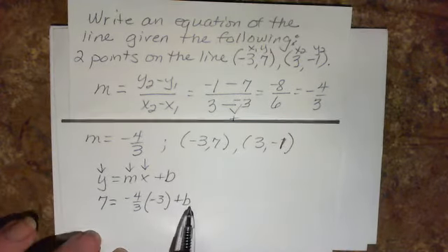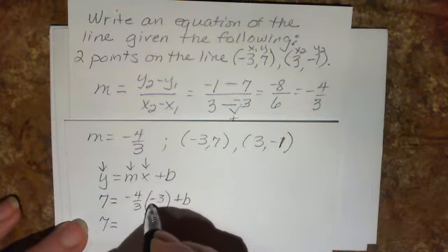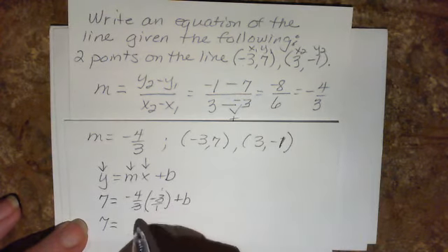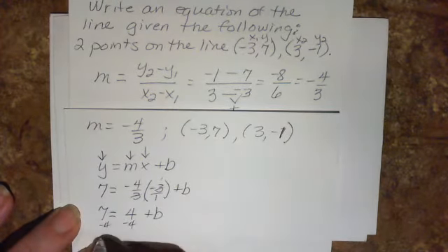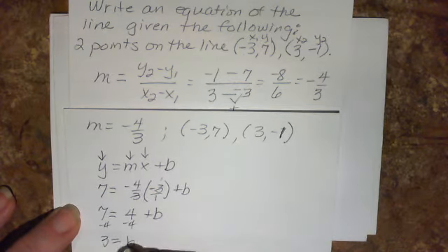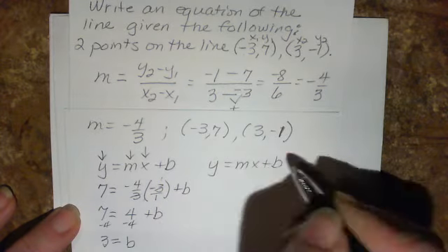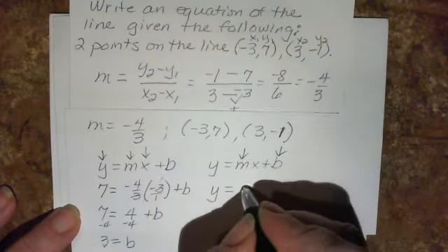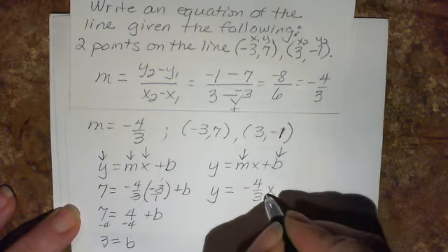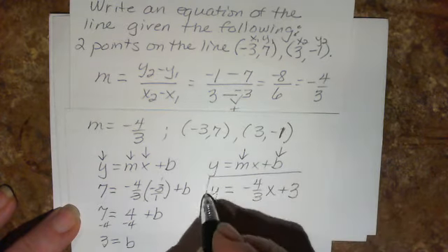plus b. Now this allows us to solve for b. Okay, so 7 is equal to negative, this is negative times negative is positive, and my 3's cancel, so that gives me 4 plus b. Subtract 4 from both sides gives me 3 is equal to b. Now I know the b value. I can use y equal mx plus b again, and this time only substitute for m and b. Y is equal to negative 4/3 substituted for m, x, plus b would be plus 3.